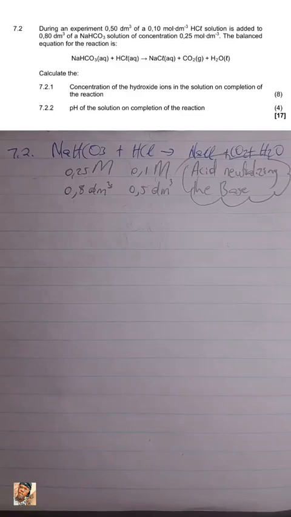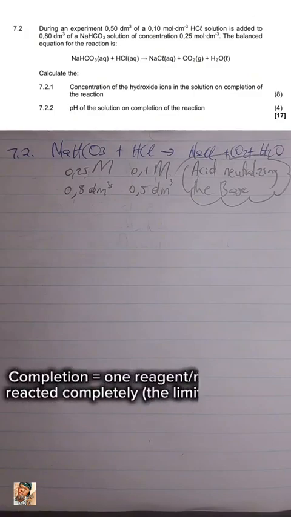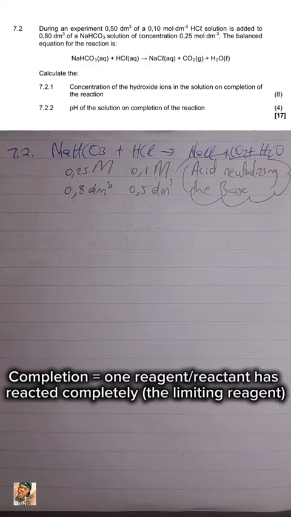Right. So the question is asking for the concentration of the hydroxide ions in a solution on completion of the reaction. Because we're talking about the completion, we have to know between the two which one is the limiting reagent and which one is the excess reagent, or the reagent in excess. Okay, so we have to know which one is going to react completely.